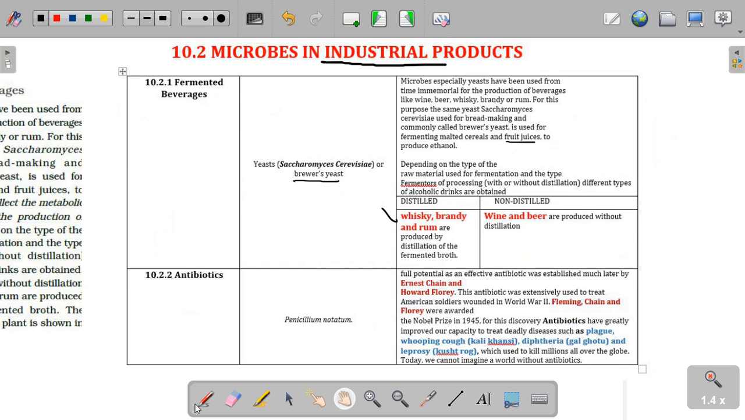What are distilled and non-distilled beverages? And this is a 1 mark question, like what is the organism that helps in the production of alcohol, that is ethanol. In the next class, I'm going to talk about antibiotics.